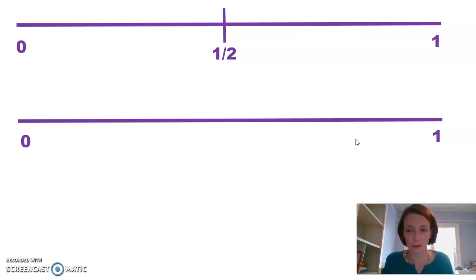Where do you think the first one would be? Where do you think the second one would be? Where do you think the third one would be? Where do you think the fourth one would be? Well, now that you've done that, I'm going to give you a hint.